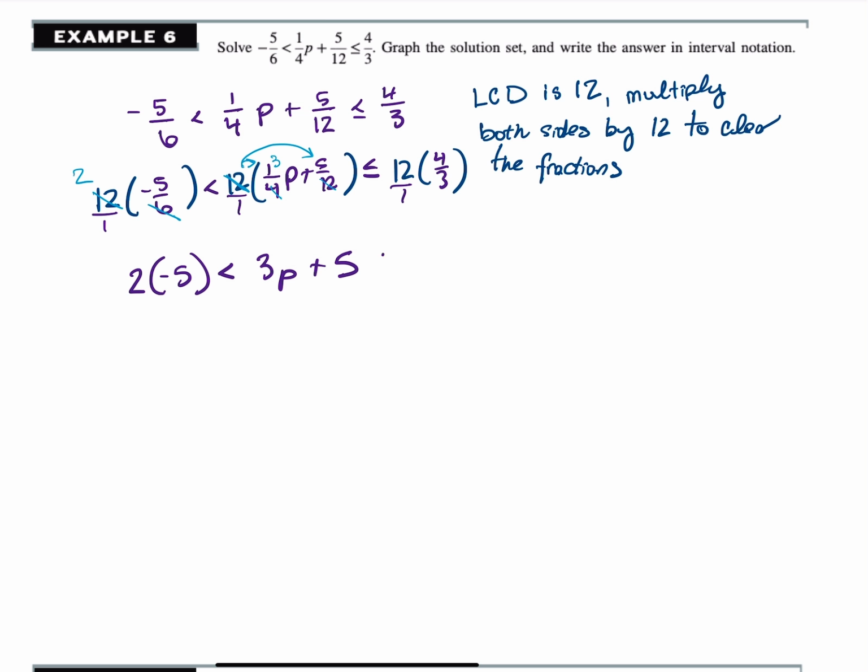And then this is less than or equal to, and in the same way here, this 3 goes into this 12 4 times. So this becomes 4 times 4. Now let's keep simplifying. 2 times negative 5 is negative 10, which will be less than 3p plus 5, which is less than or equal to 4 times 4, which is 16.